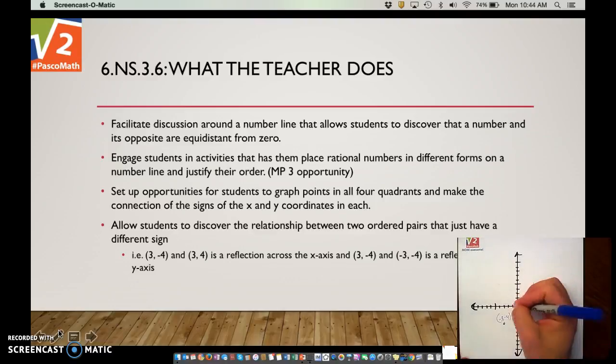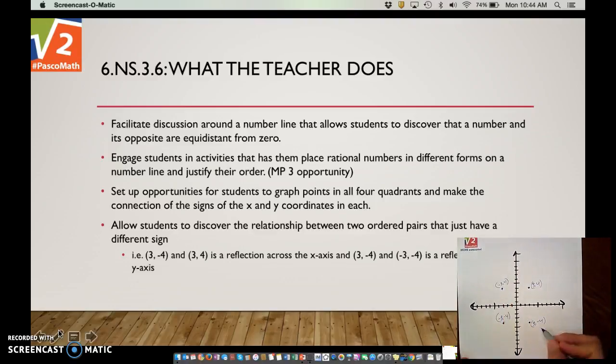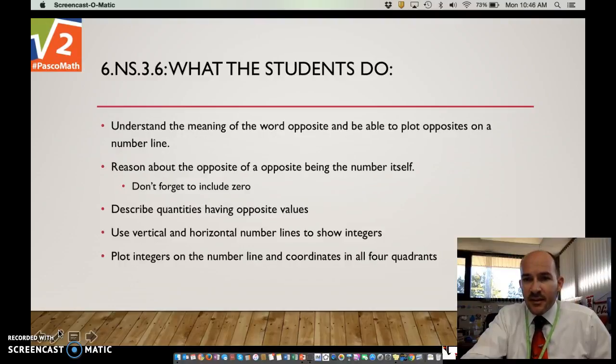And if we even had over here, if we had (-3, +4), so I think that's right here. To get from (3, -4) to (-3, +4), just same numbers, different signs, that's a double reflection. So we could have reflected over the x-axis then the y, or over the y then the x. And so that would be two reflections to get there, when the only thing that's different is both signs are different. So let's look at some of the things that students should be doing.